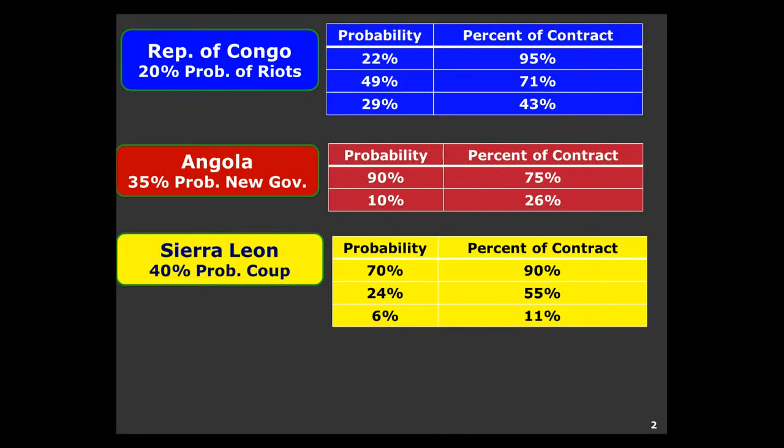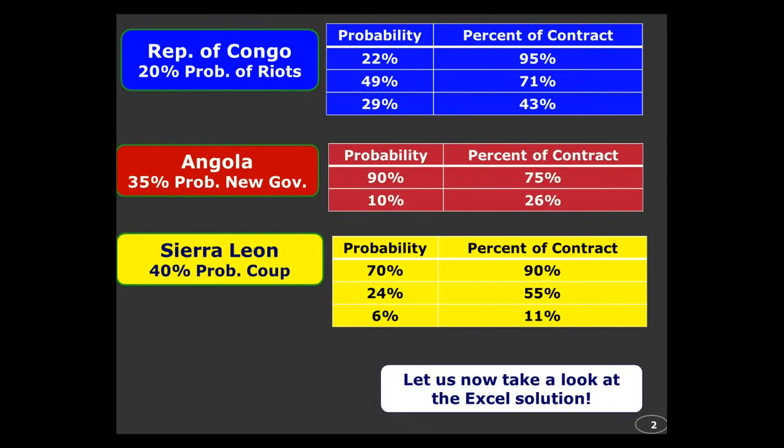If you recall, earlier we discussed probabilities and I referred to event probabilities and impact probabilities. Here's an example. On the left hand side we have event probabilities and on the right hand side we have the impact probabilities or the consequences. So there's a 20% probability that there would be riots in Congo. Associated with that, there's a 22% chance we would get 95% of our contract fulfilled, 49% probability that we would only get 71% of the contract, and the balance 29%, the estimate is about 43% of the contract. Similarly, for the other events, we have associated probability.